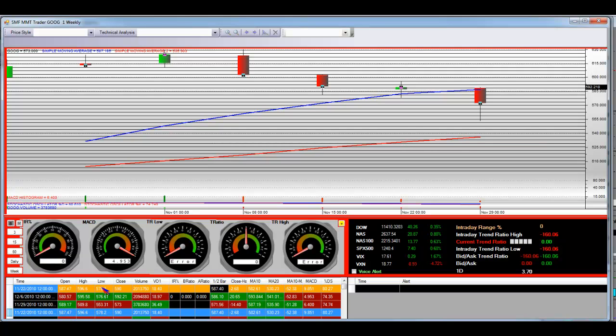So we kept making lower lows. Then over here during this week, this is going to be the current. This was the 11/29 week, and I'm showing that 11/29 week low of 553.31. That was on 11/29. The high was 589, and you can see that big weekly move right here off of those lows.